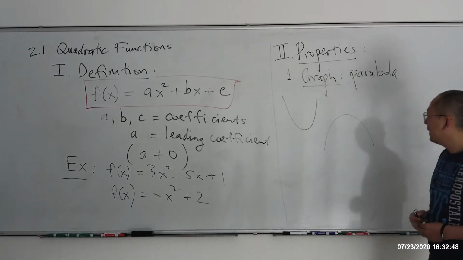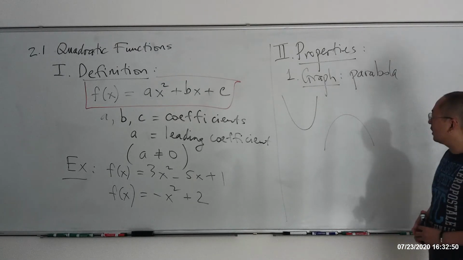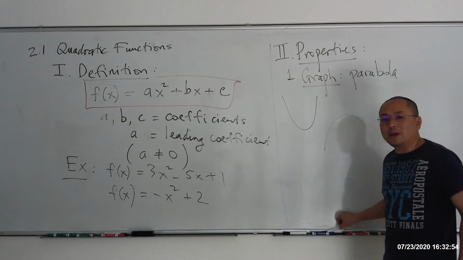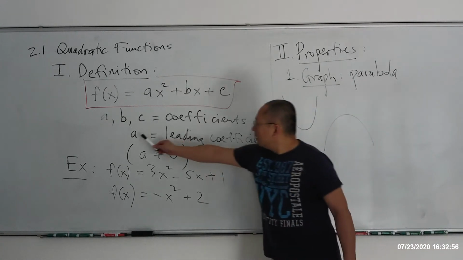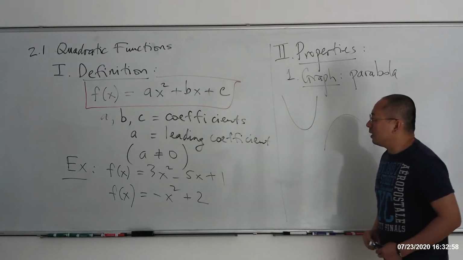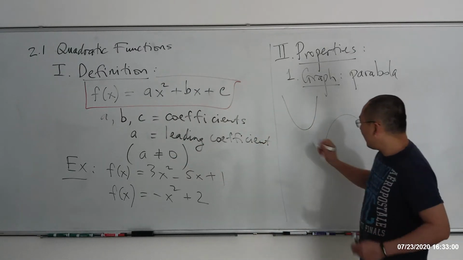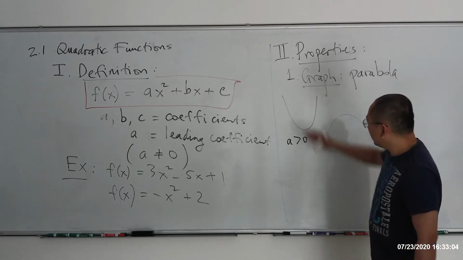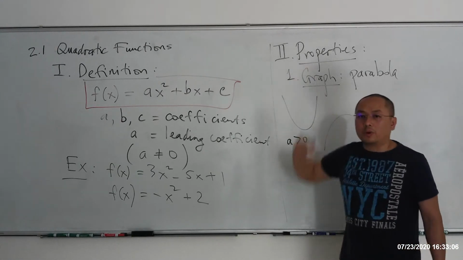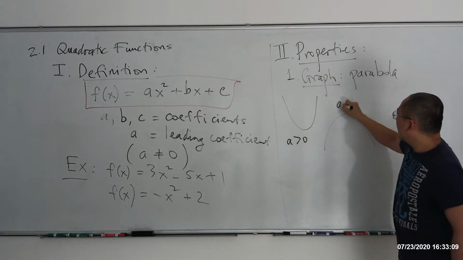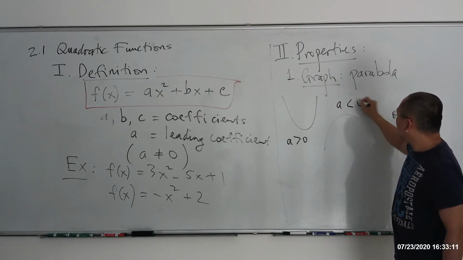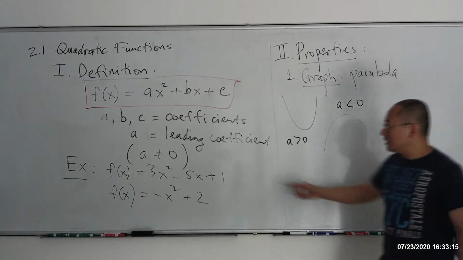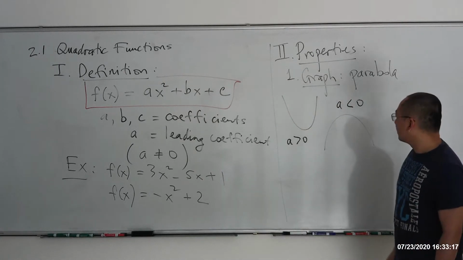The orientation of the parabola, being upward or downward, depends on the sign of the number a, the leading coefficient. If a is a positive number, a positive leading coefficient, the parabola is going to open upward. And of course, the other case is a negative number, and the parabola will open downward. Of course, a is never 0, so we don't have the case a equal to 0.